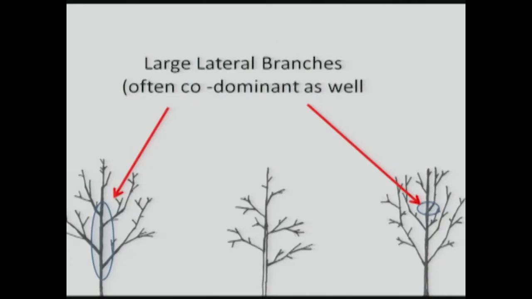Large lateral branches, I've circled some on here. They're often codominant as well. So this tree has one that's too large. There's a bunch in this one. Most of these, though, you can see are at least half the size or close to that of the parent stem.